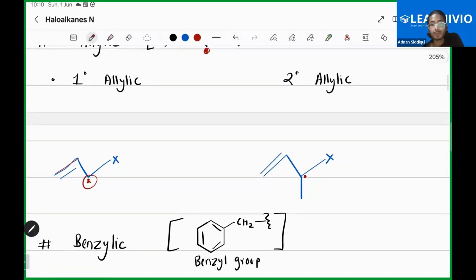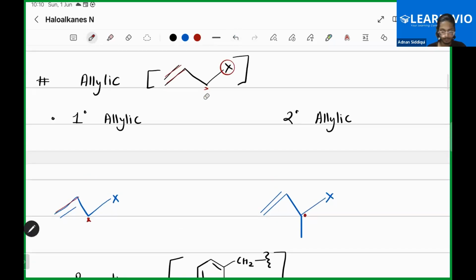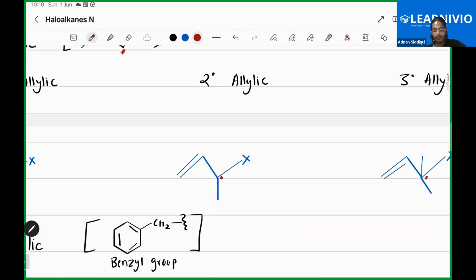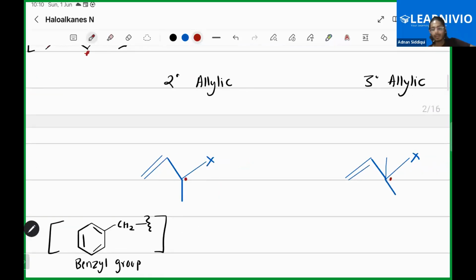Now we know which is allylic position, but why are we putting it into the category of 1 degree? Sir, because it is attached to only one carbon. Good, good, good. Similarly, this is 2 degree allylic position and this is 3 degree allylic position. I hope this is clear.